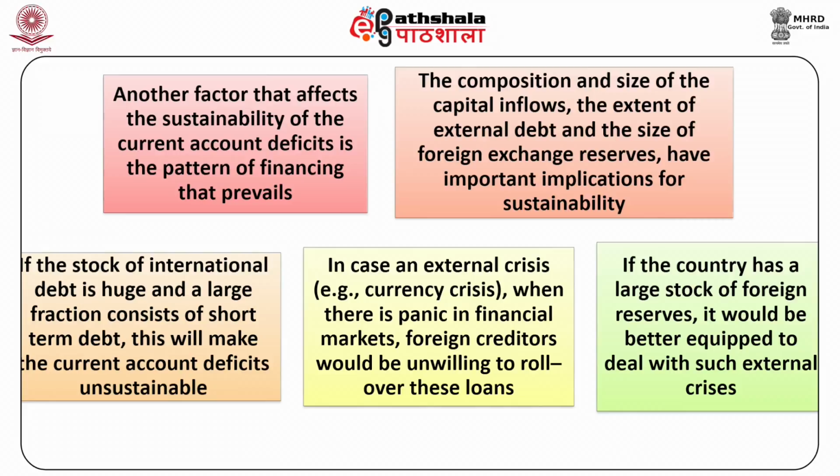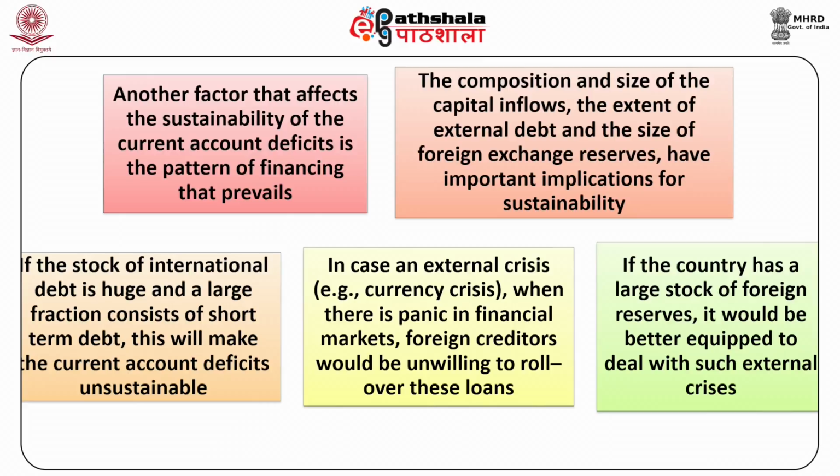Based on our discussion in the previous sections, it can be said that if capital inflows constitute FDI rather than FPI or external debt, and if the economy has adequate foreign exchange reserves, that is, reserves equivalent to at least 3 months of import bill, this would be a fairly sustainable pattern of financing the current account deficit. In general, if the stock of international debt is huge and a large fraction consists of short-term debt, this will make the current account deficit unsustainable.